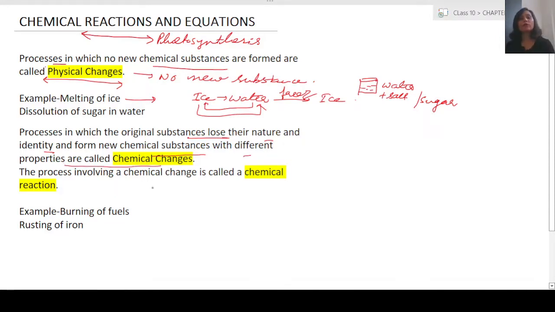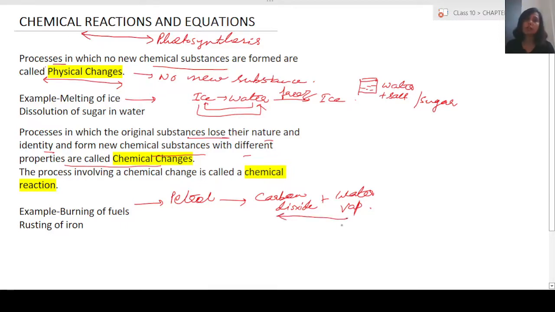For example, let us take burning of fuel, the example of petrol. You all know that it is a very thick kind of liquid, but when petrol burns, it gives us what? It gives us carbon dioxide, right? And along with this, water vapors are there. Now see, water vapor and carbon dioxide are completely different from petrol, totally different. So here something new is getting formed. So this is an example of a chemical change.